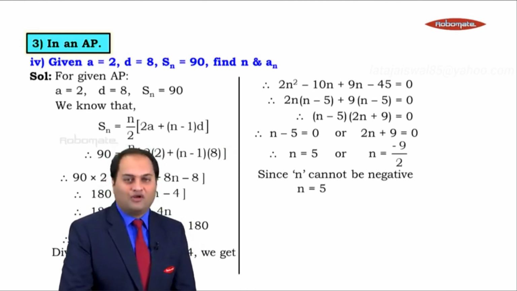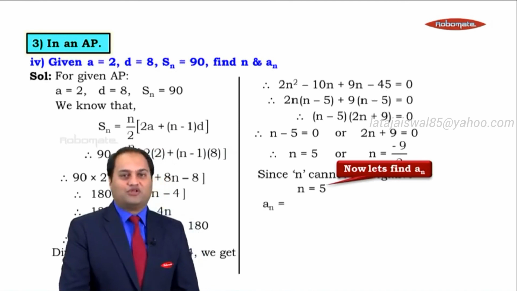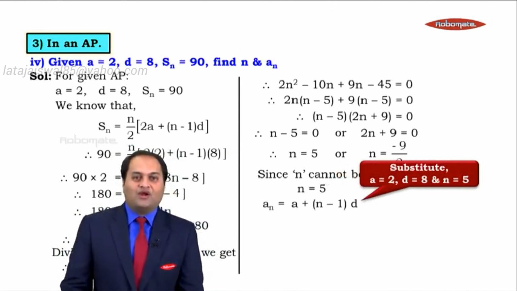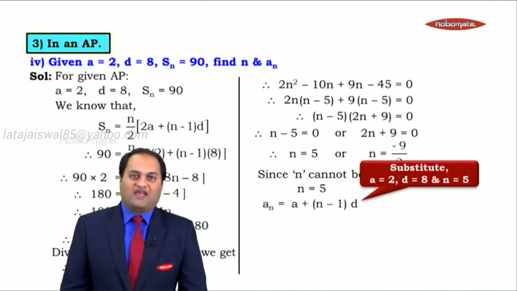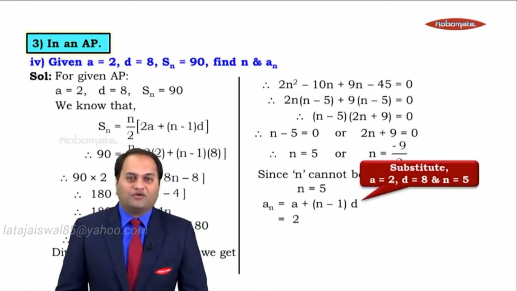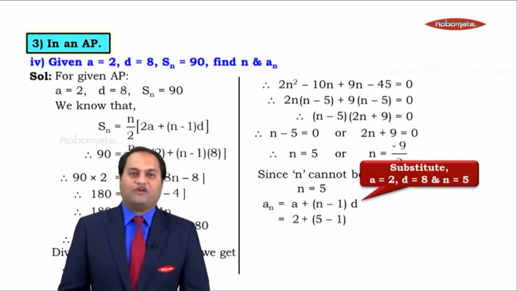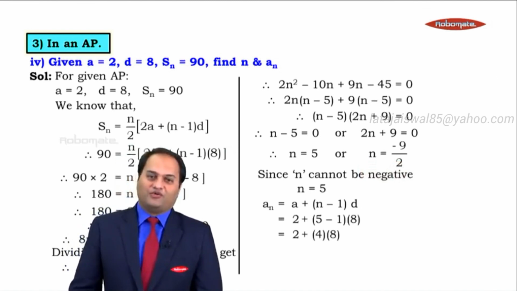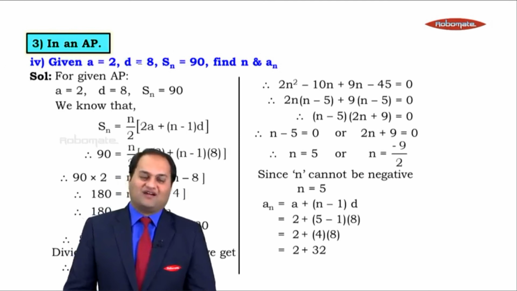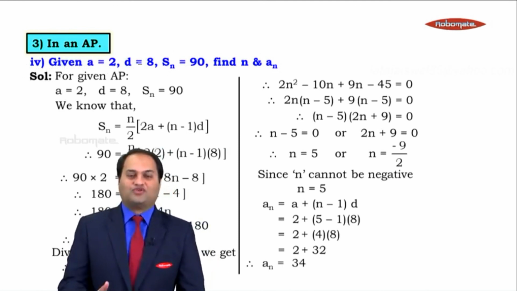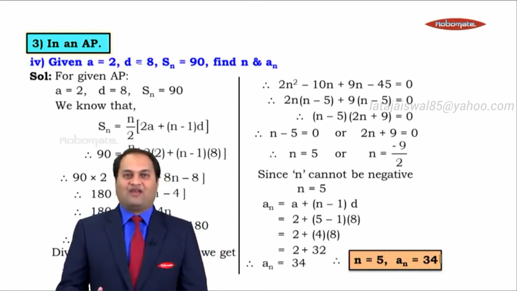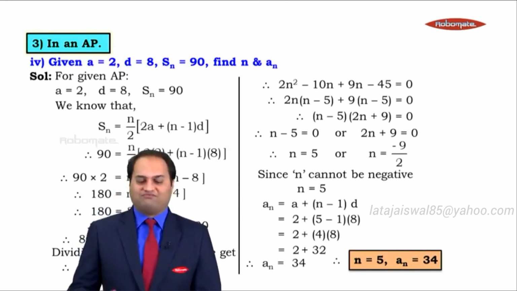Is the sum over? No. We are supposed to find an also. To find an, we need to use the formula for an. An is equal to a plus n minus 1 into d. We know a is 2, d is 8 and n is 5. So let's substitute. We get 2 plus 5 minus 1 into 8. You get 2 plus 4 into 8. That's 2 plus 32, which is equal to 34. Therefore, n is equal to 5 and an is equal to 34. As simple as that.